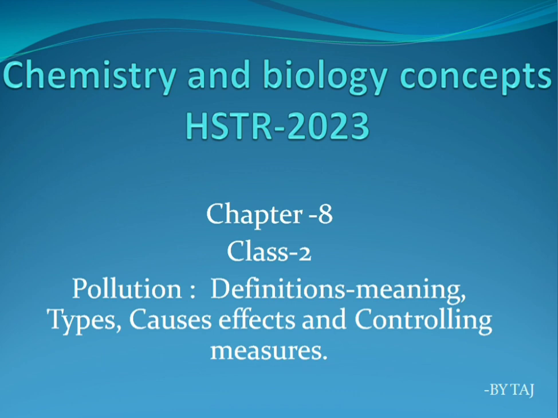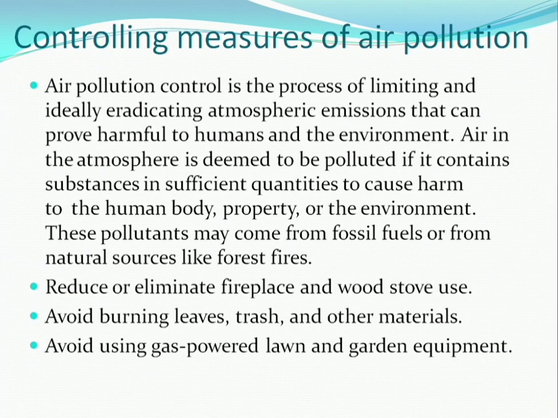In the previous class we discussed air pollution, its causes, consequences and all. Today we will continue that part, that is the controlling measures of air pollution. Air pollution control is the process of limiting and ideally eradicating the atmospheric emissions that can prove harmful to humans and the environment.